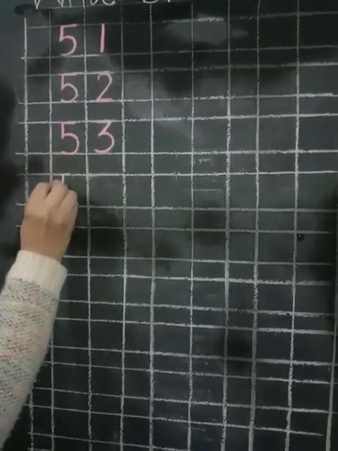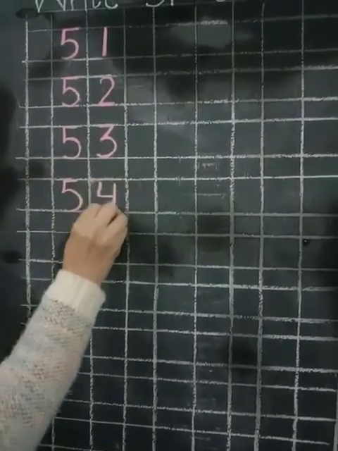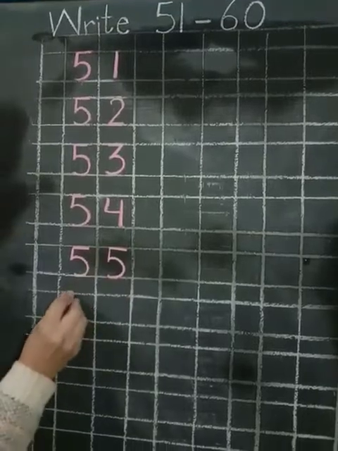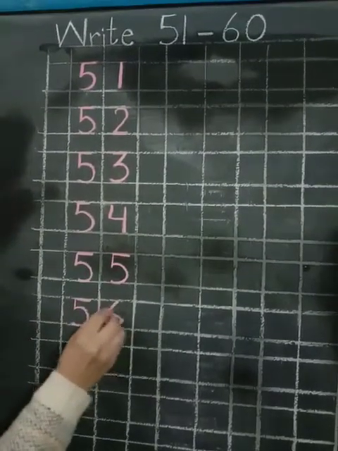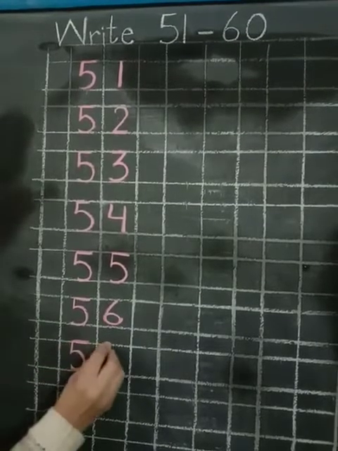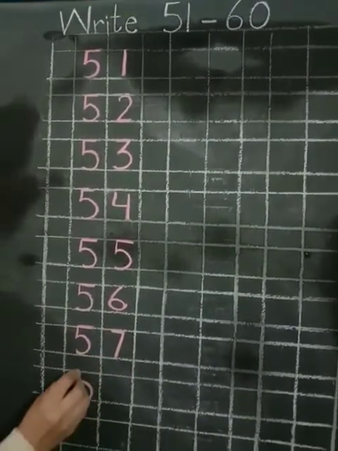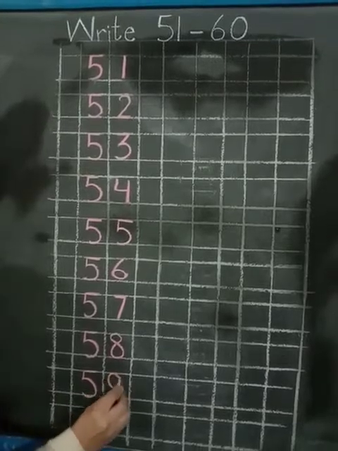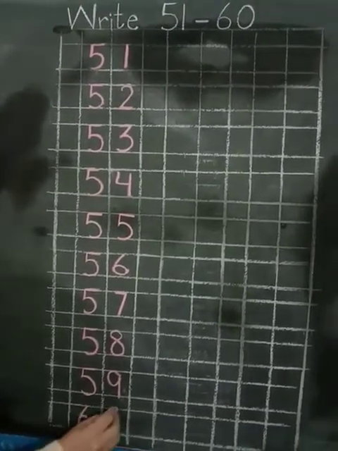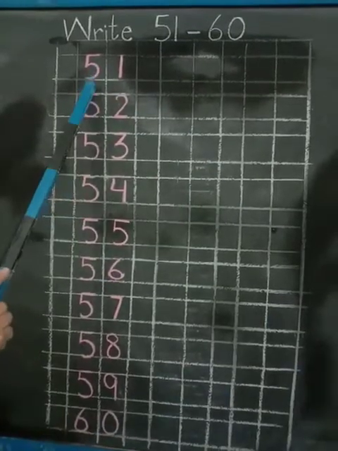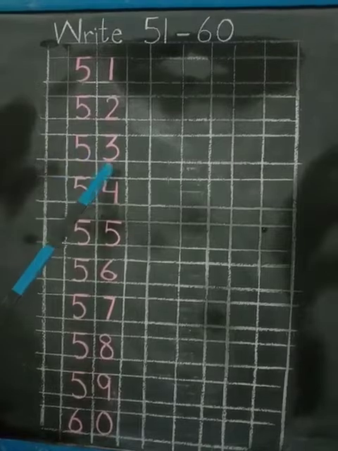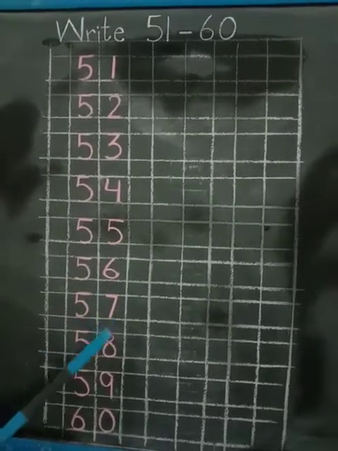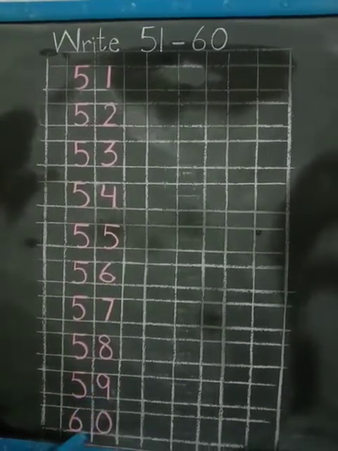53, 54, 55, 56, 57, 58, 59 and 60. Now read again. 51, 52, 53, 54, 55, 56, 57, 58, 59, 60.